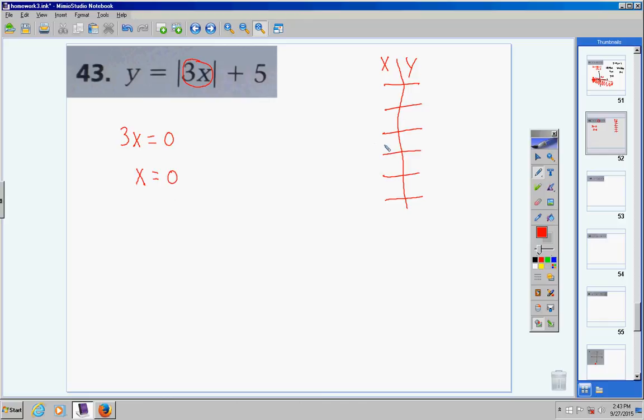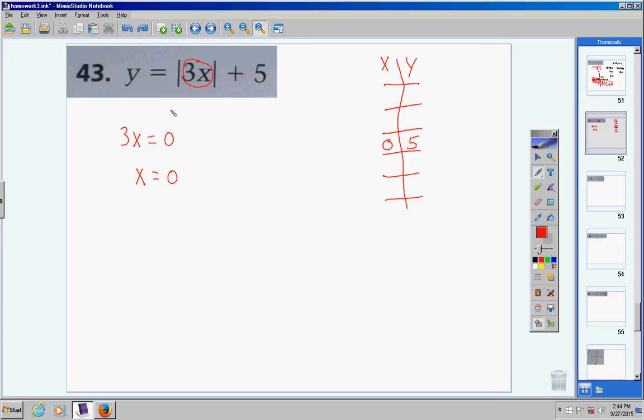So the x value is 0. The y value is always going to be this number here that's being added or subtracted. If this would have been a negative 5, then you put a negative 5 here. In this case, it's a positive 5, so we put a positive 5 here. So let's pause right there. Does everybody see how to find the vertex? The vertex is that point on the V of the graph right there. The point on the V.